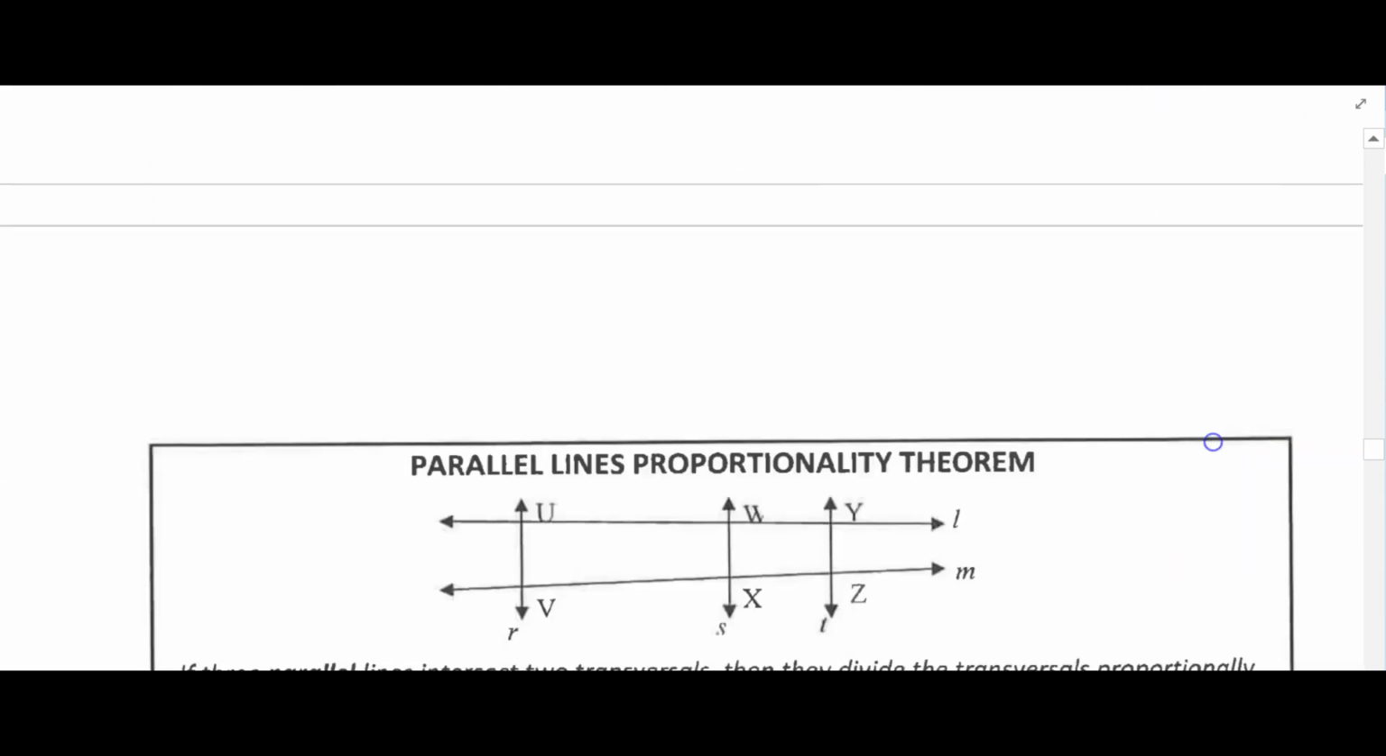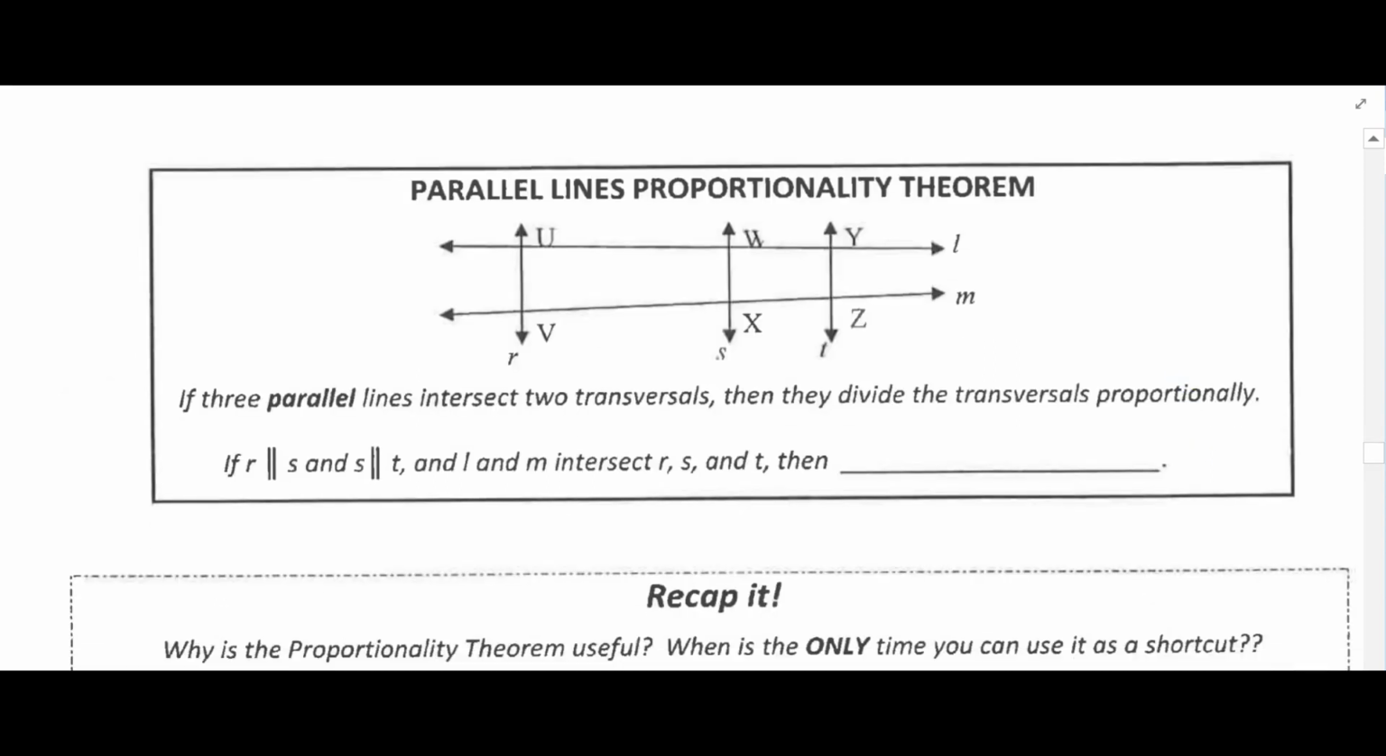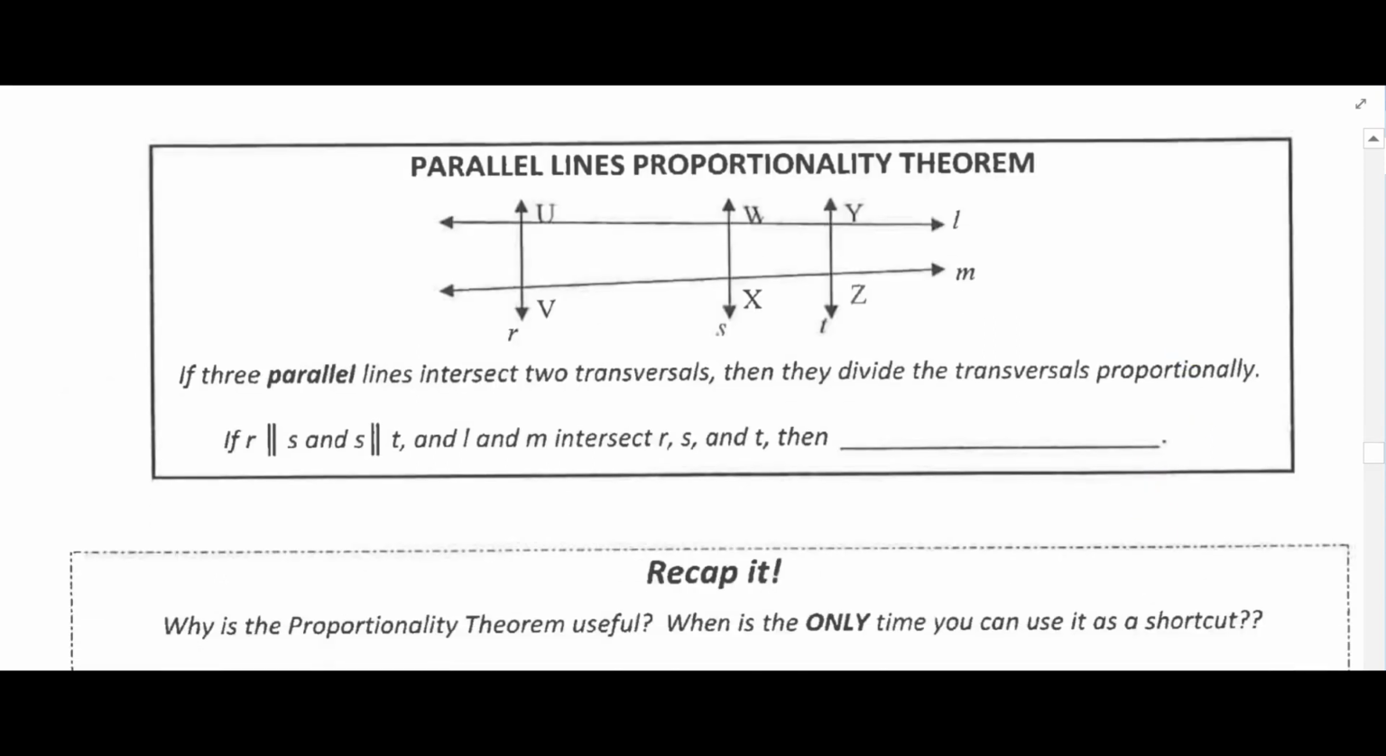Let's move on to the parallel lines proportionality theorem. So this is a very similar picture, except that it doesn't meet at a triangle here. It very well could, but it doesn't. And in this case, we have three parallel lines. So we have 1, 2, 3 parallel lines. It says if three, it could be three or more. If three parallel lines intersect two transversals, so L and M are our transversals, then they divide the transversals proportionally.